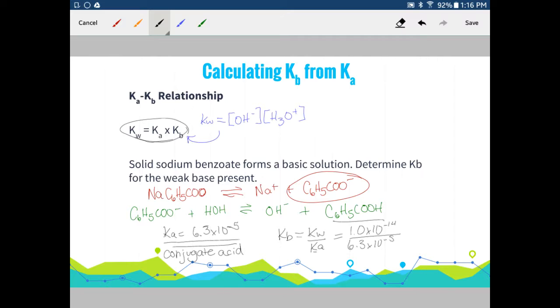When I go to plug that into the calculator, I should get something like 1.6 times 10 to the negative 10 as my Kb value. So we can use this relationship here in order to help us solve other problems to calculate our Kb. Once we have our Kb value in this way, we can use it to solve some further problems. For example, we can use it to use our algebraic ice table to calculate hydroxide ion concentration.